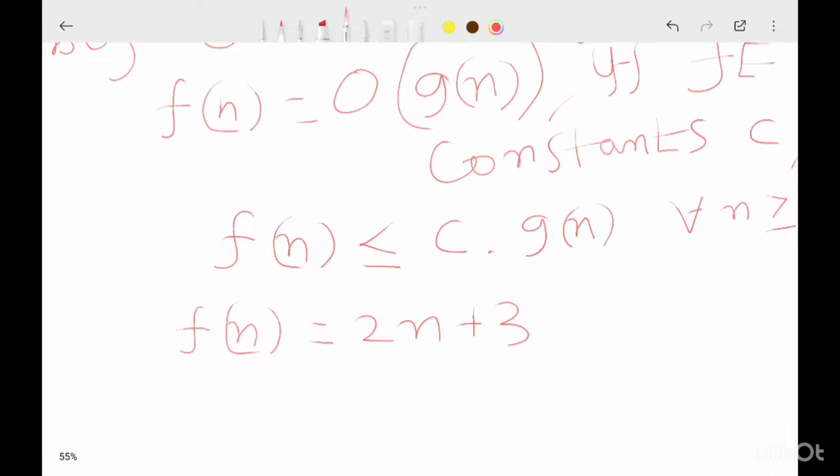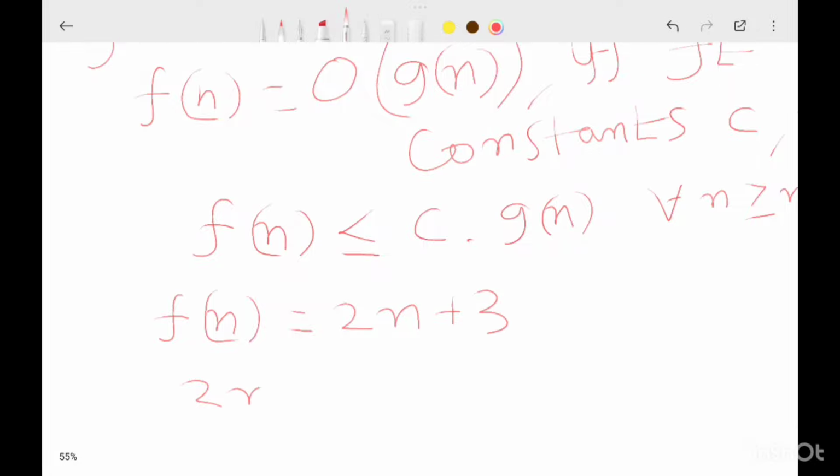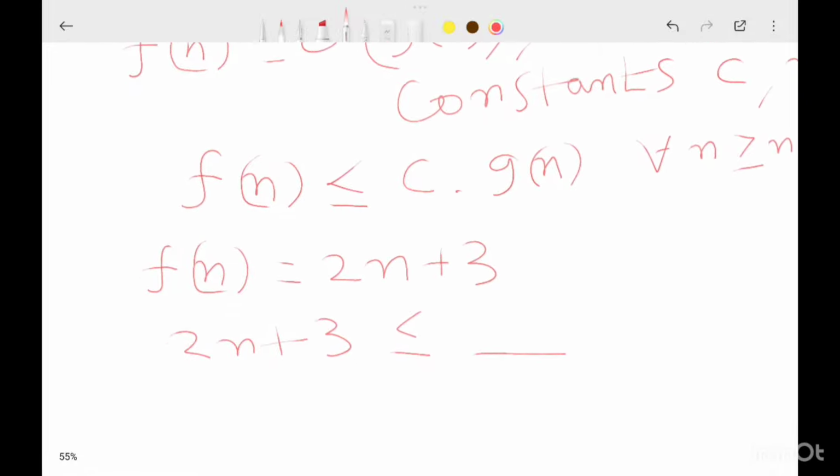The f of n here is 2n plus 3. So 2n plus 3 should be less than or equal to some value. For example, if you put 2n, so here the c value is 2 and g of n is n. Is it true? No, we cannot say that, because 2n plus 3 is not less than or equal to 2n.